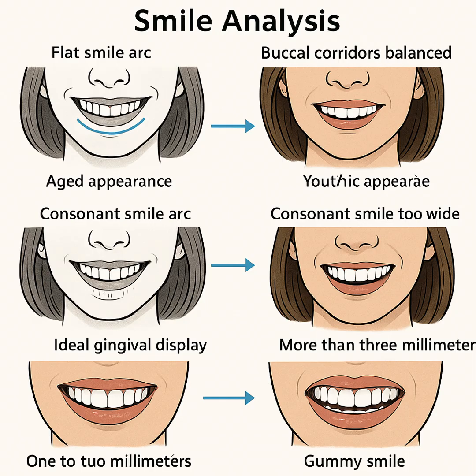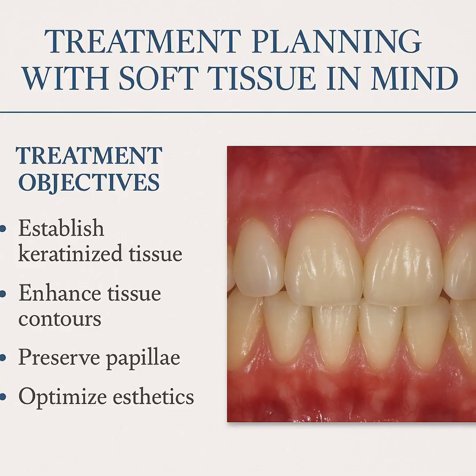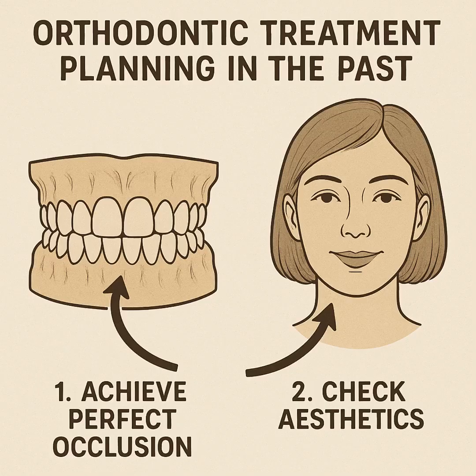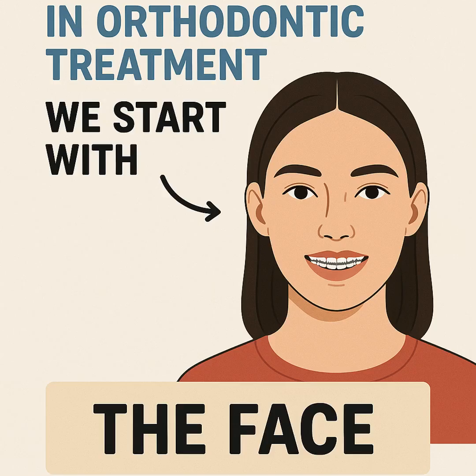Ideal gingival display is about 1 to 2 millimeters. More than 3 millimeters produces a gummy smile. Treatment planning with soft tissue in mind. In the past, orthodontists planned treatment by starting with the teeth, achieve perfect occlusion, then check aesthetics. Today, the order is reversed.